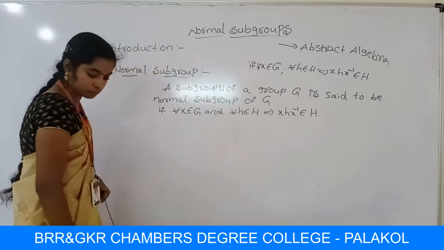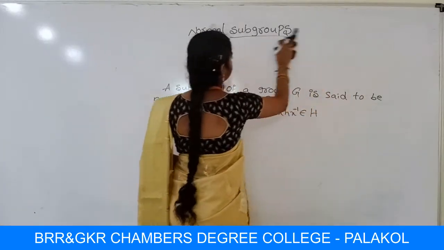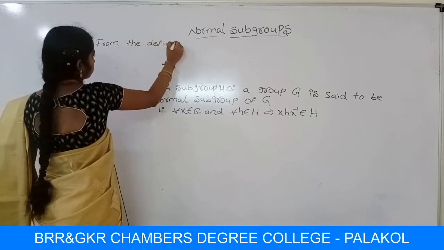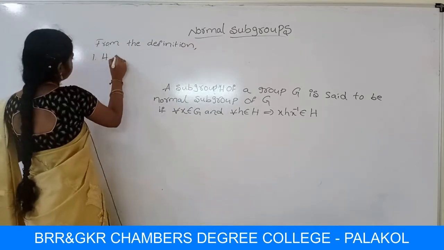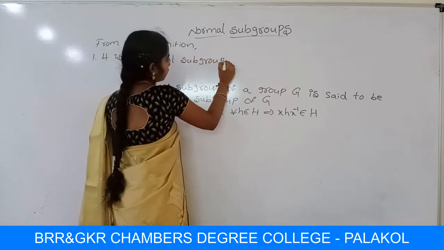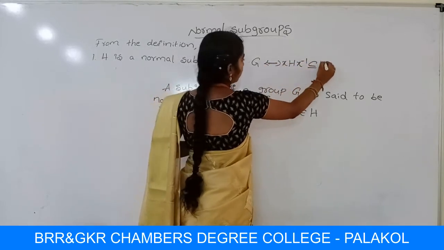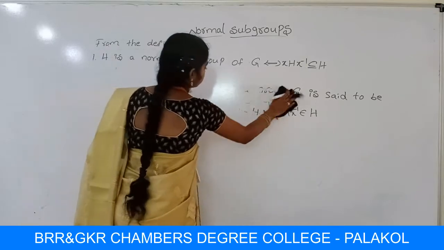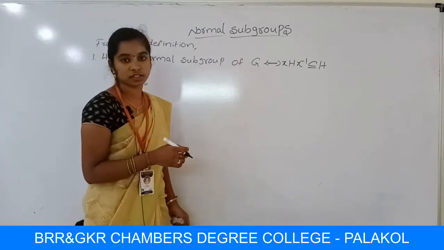So from the definition, first one: H is a normal subgroup of Z if and only if x H x inverse is contained in H, or subset. So this is the first point.